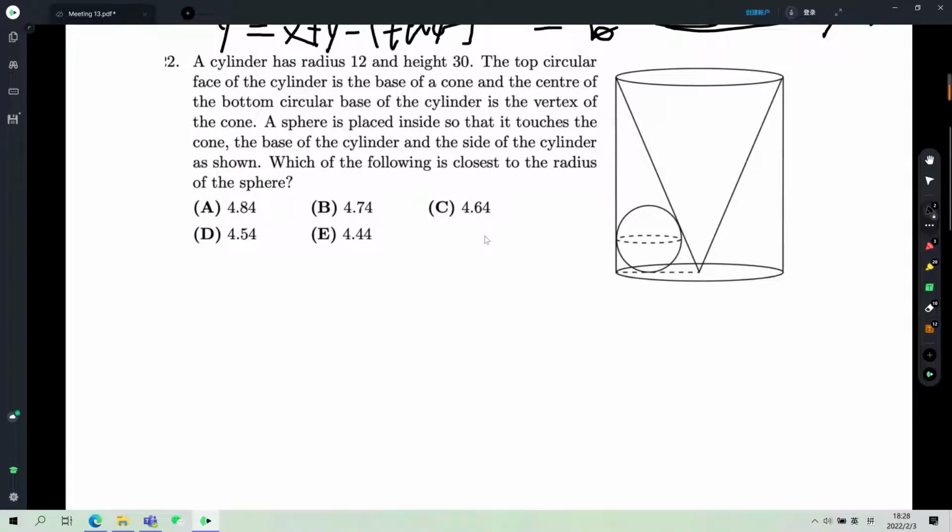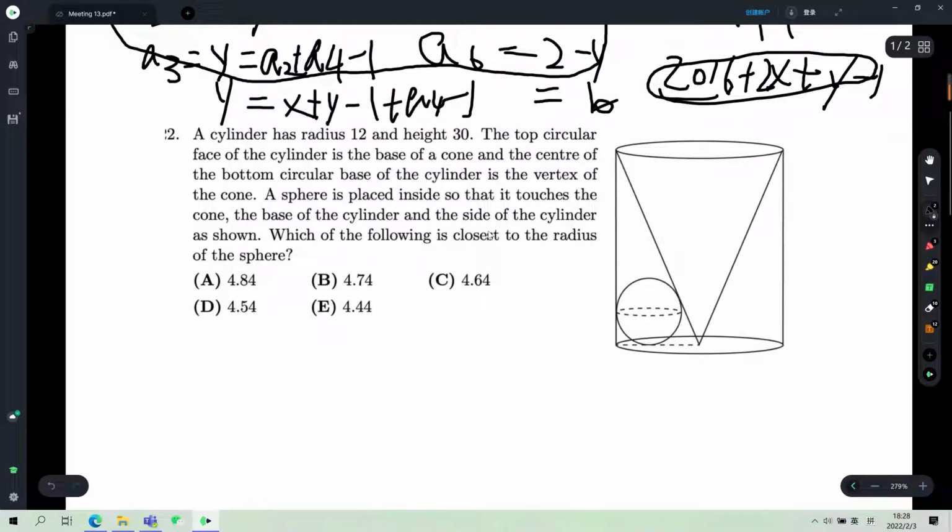Okay, let's quickly move on to the second question. The cone has a radius of 12 and height of 30. By using the Pythagorean theorem, we can know that the slant of the cone is 6 times square root of 29.